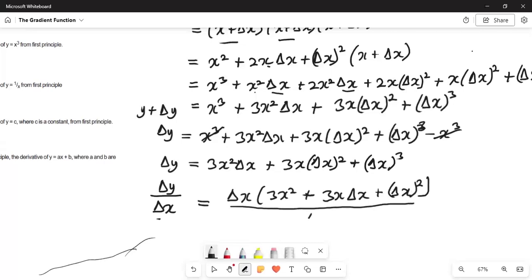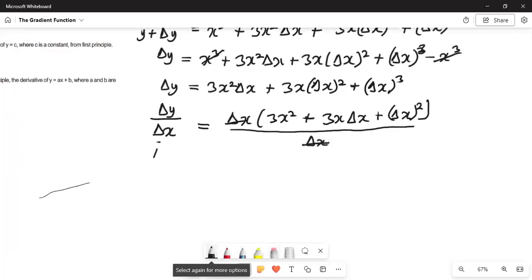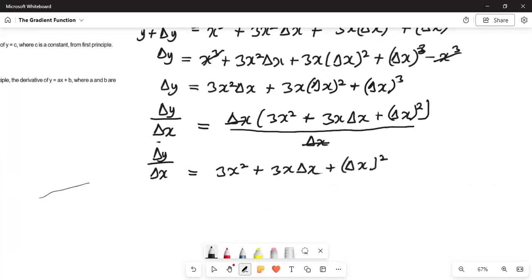Divide both sides by delta x, and this delta x can cancel this delta x. So that delta y over delta x is equal to 3x squared plus 3x delta x plus delta x squared. And the limit of delta y over delta x as delta x approaches 0, the limit of this function 3x squared plus 3x delta x plus delta x squared. This will be 0 because we have delta x there, delta x is approaching 0. That is, we substitute 0 here.